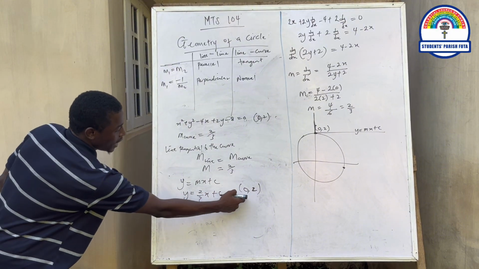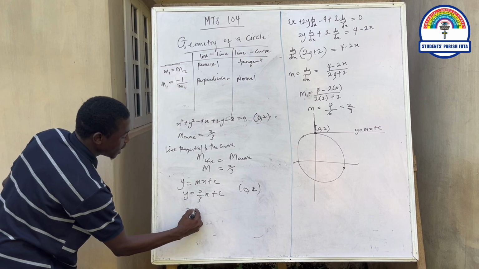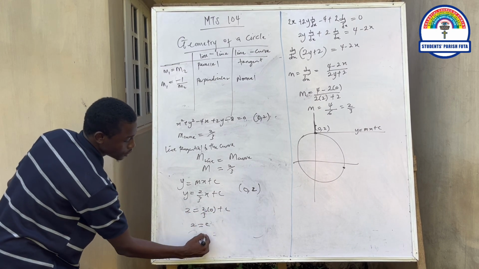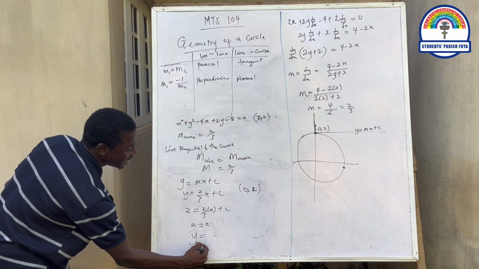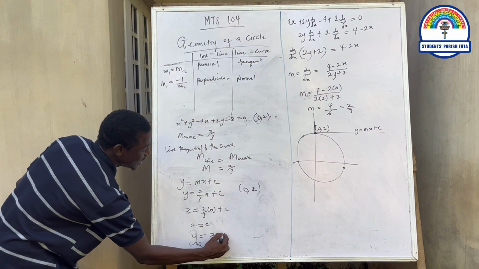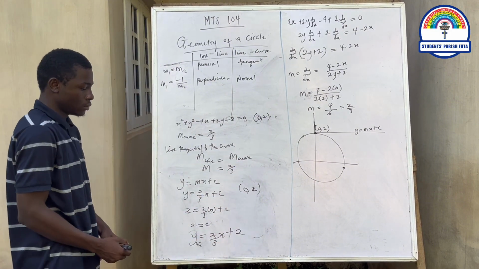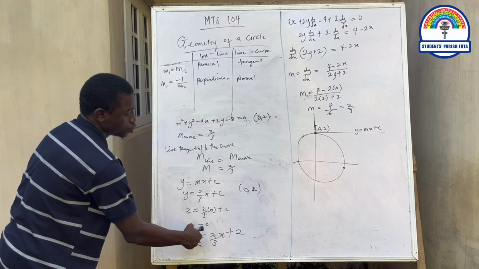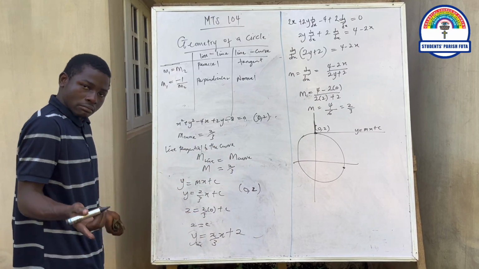So just put when x is 0, y equals 2: 2 equals 2/3 times 0 plus c. So all this gives c equals 2. So the equation of the line is y equals 2/3 x plus 2. You can multiply all through by 3 and have 3y equals 2x plus 6. That's still good to go.